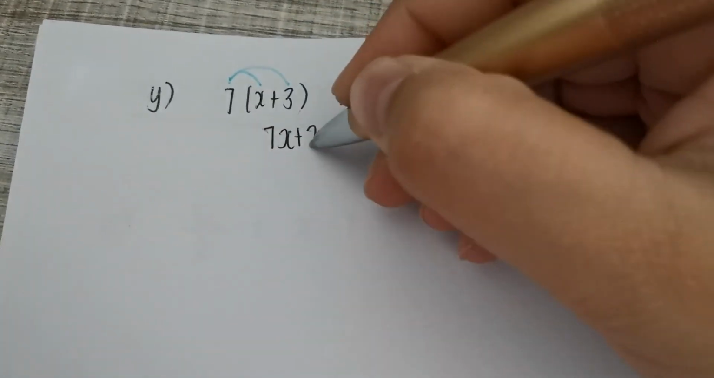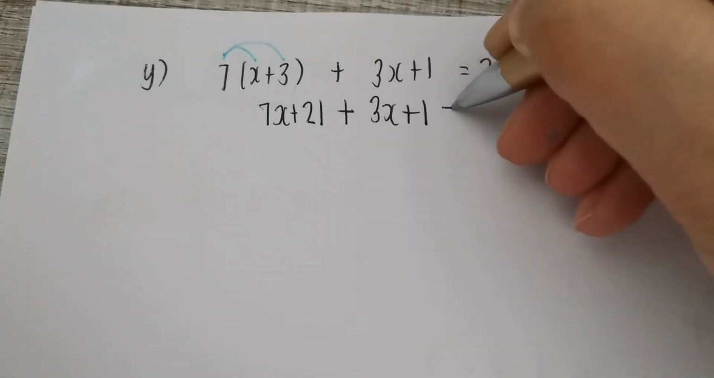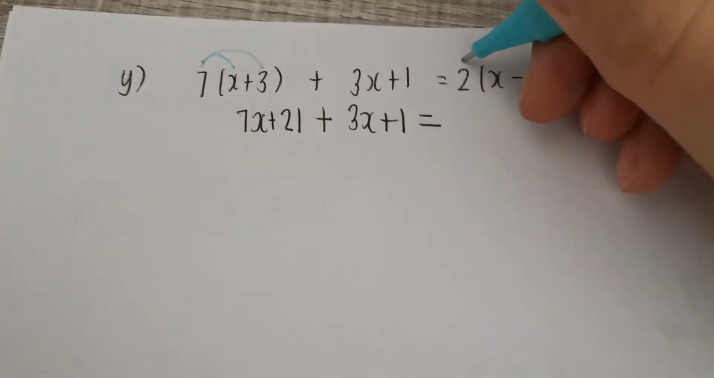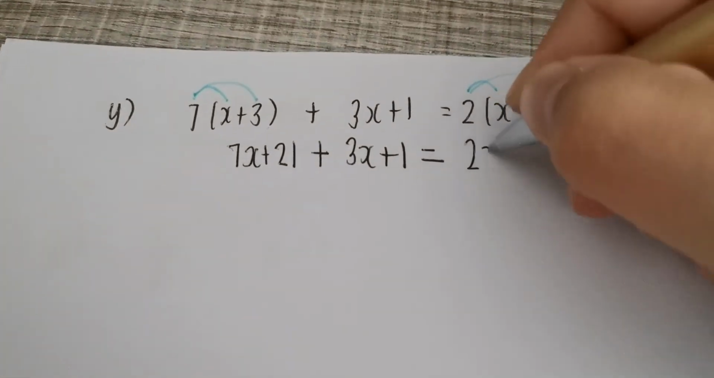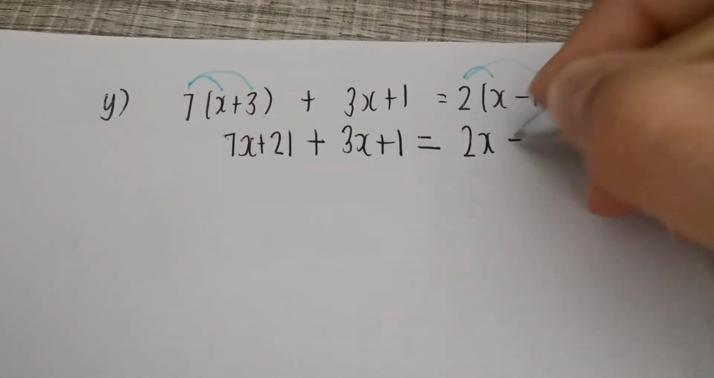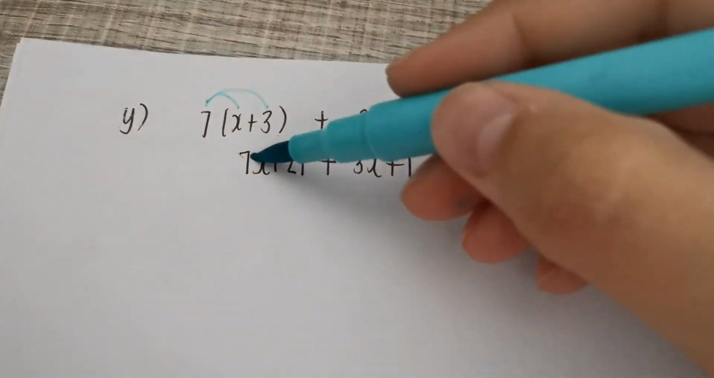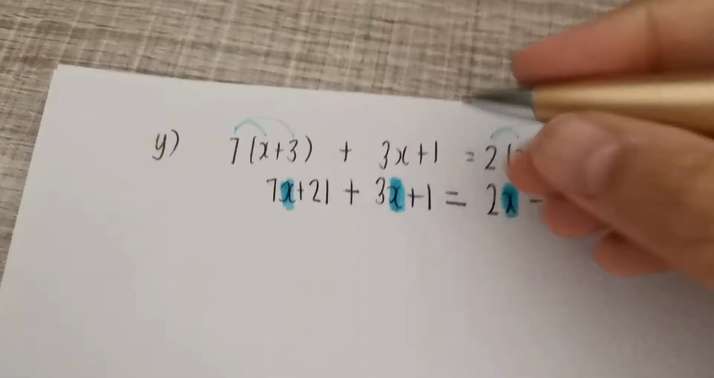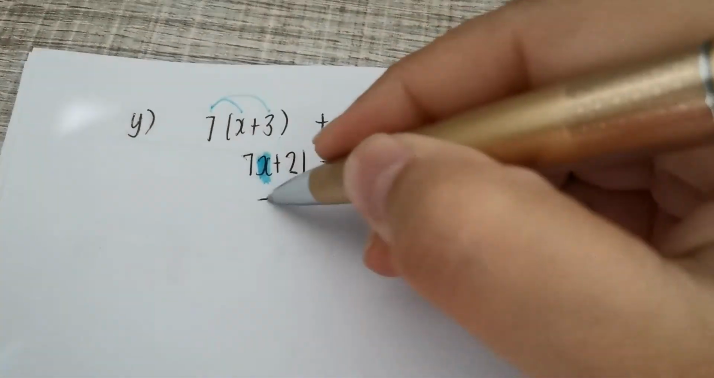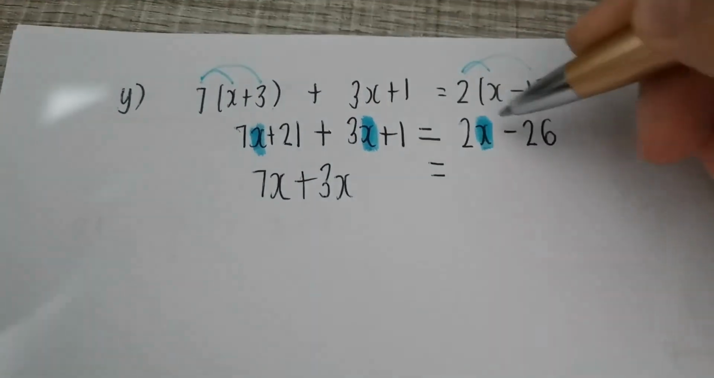Okay, even more. Oh, this bracket I forgot to close. We are multiplying into the bracket, okay? 7 times x and that. So let's work it out. 7x plus 7 times 3, 21. Plus 3x plus 1 equals. Multiplying into the bracket as long as there's a number in front. 2 times x, 2 times negative 13.